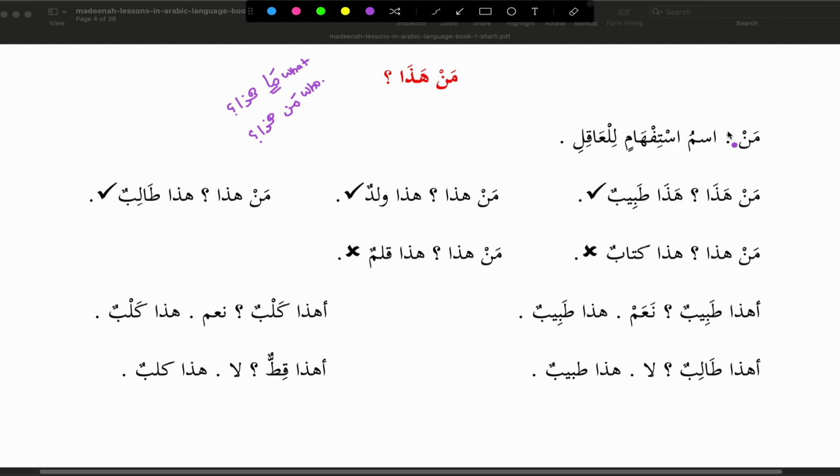طيب. So man is another, just like the ma, man is another ismu istifham. It's another ism for questioning, to seek understanding. Walakin, but this time it's used for humans. It's used for living.